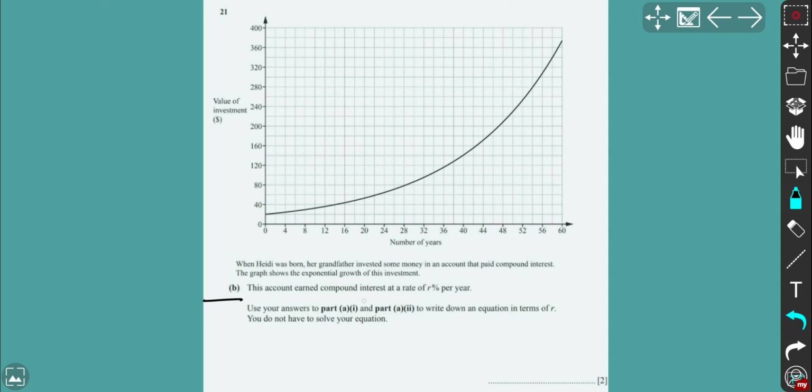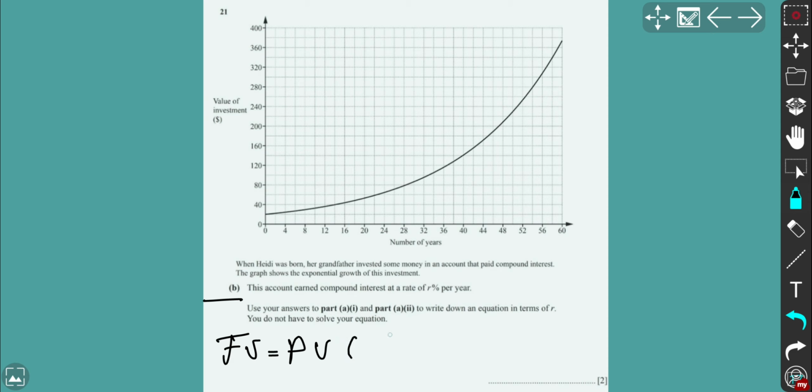Let's move next. This is a separate big question, in order to have the graph. This account pays compound interest at a rate of R percent per year. Use your answer to the previous part and write down the equation in terms of R. You don't have to solve the equation, you don't need to solve. So how does compound interest work? Compound interest works like a future value that you have over some n periods, in years. Anyway, I'll write the formula.